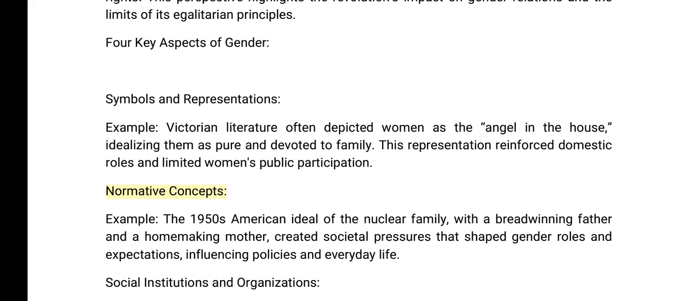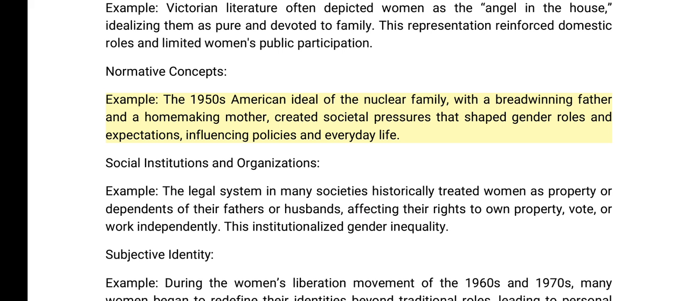Normative concepts. Example. The 1950s American ideal of the nuclear family, with a breadwinning father and a homemaking mother, created societal pressures that shaped gender roles and expectations, influencing policies and everyday life.